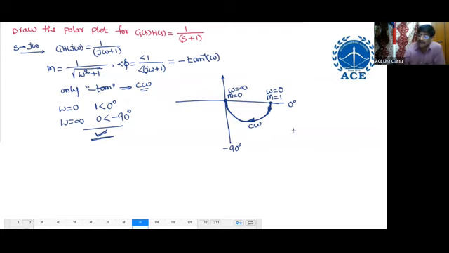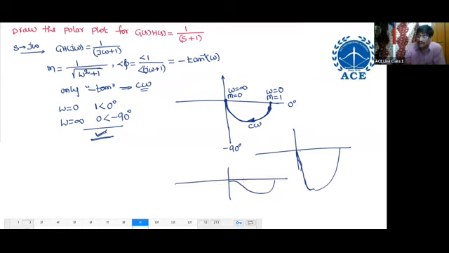You can draw it like this, nothing wrong. You can draw it like this too, that depends just on the scale. It is also correct. But don't draw like this, because then they'll treat the starting angle as 0 degrees and the ending angle also as 0 degrees. This is wrong. This is the polar plot.